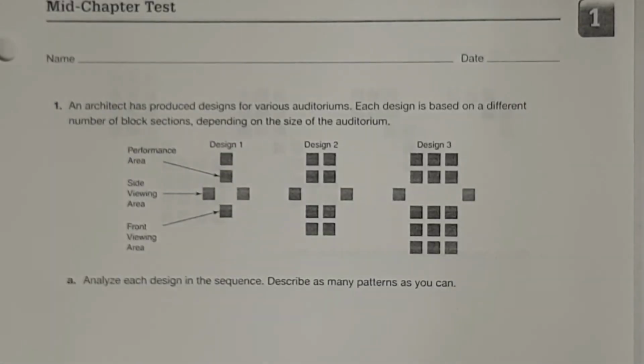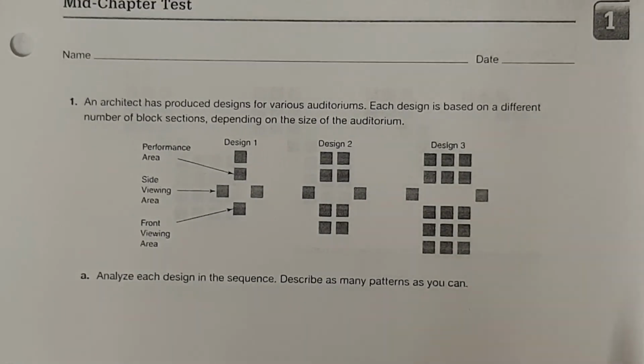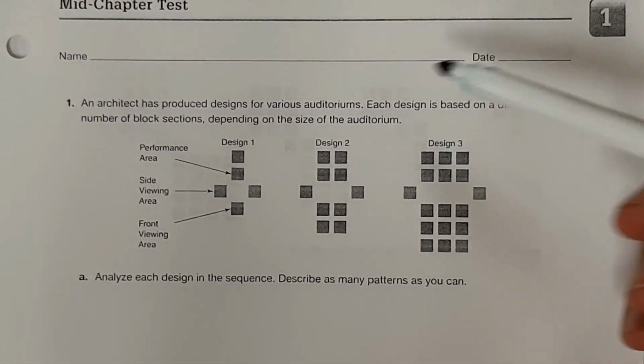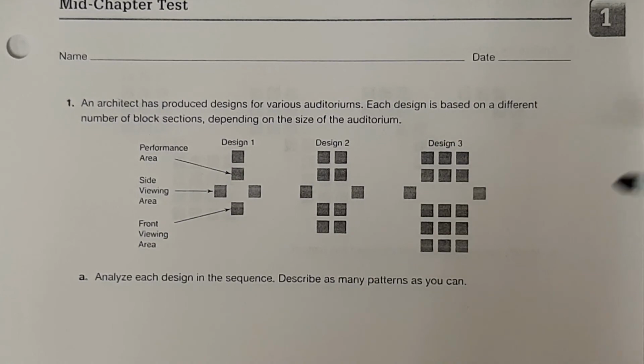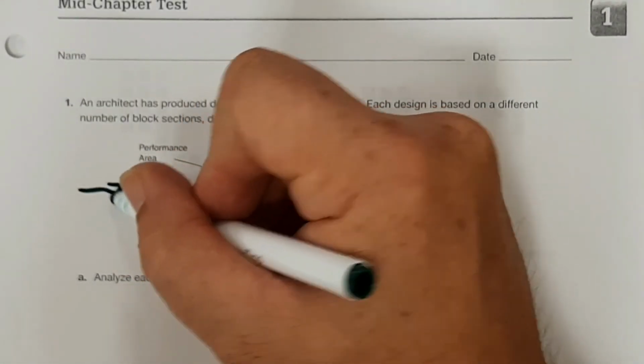Okay, this is test corrections for Algebra 2. And this first problem here, basically we're looking at a seating situation and we want to analyze each one of these. It says analyze each design. Well, first look at the side viewing area right here.